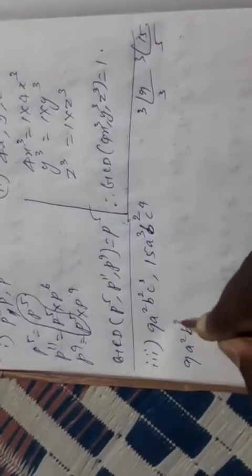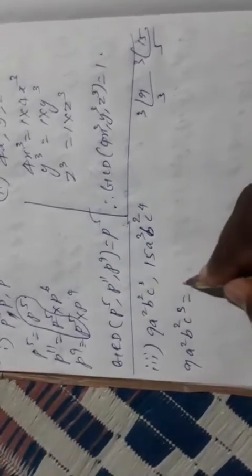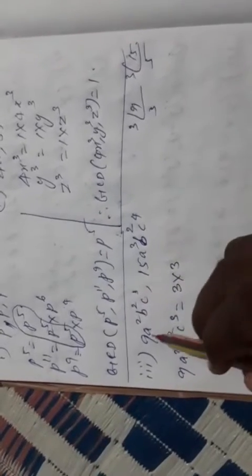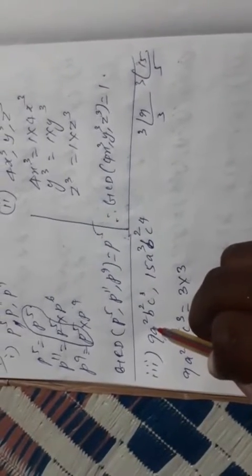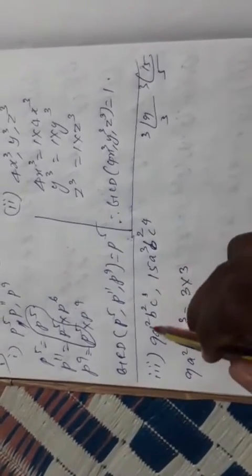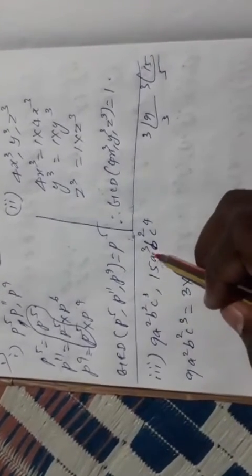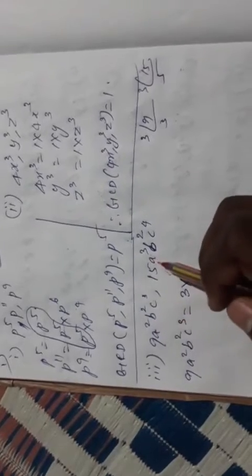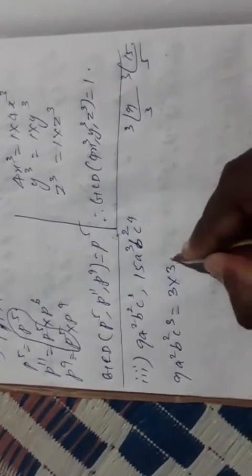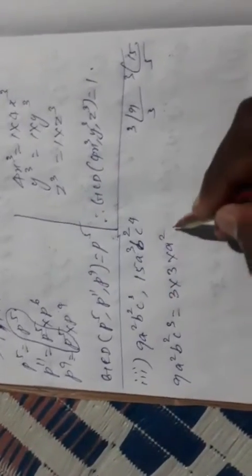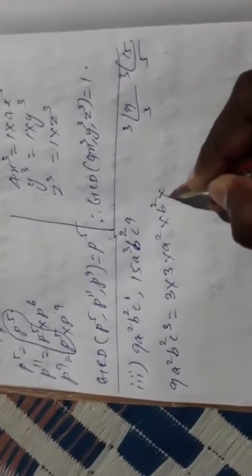9a square b square c cube equal to 9, we can write 3 into 3 a square, because here both are, see that what is that common possible degree? Here 2, here 2, because 3 there, then 2 also in 3. So the common possible is the a square only. Therefore, into a square. Next, b square into c cube.